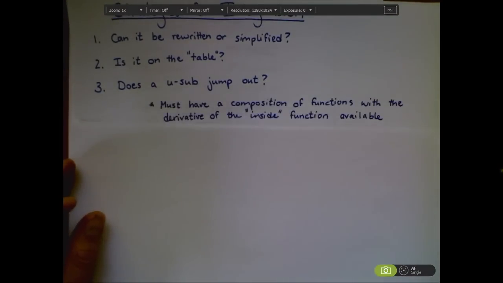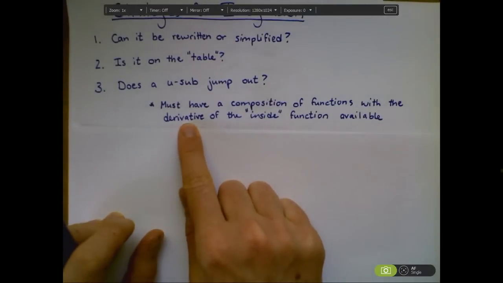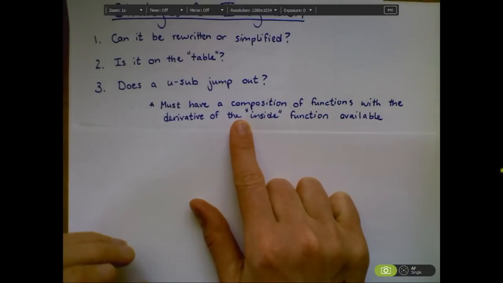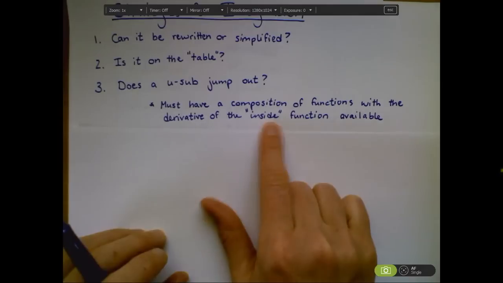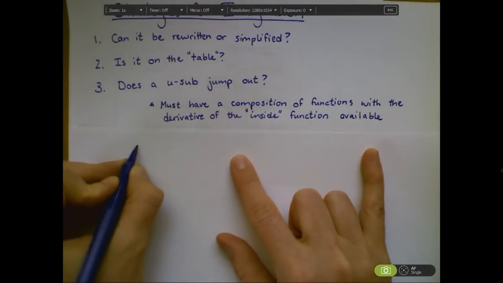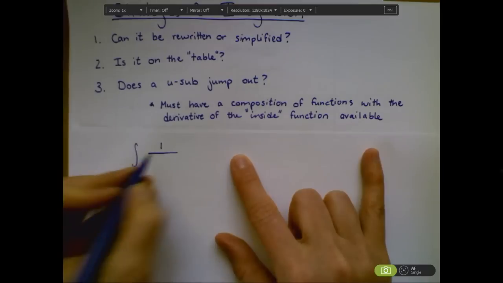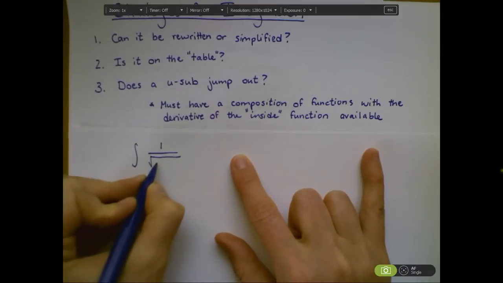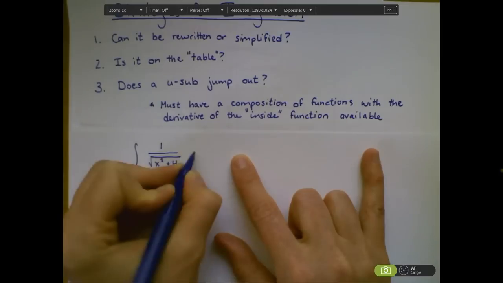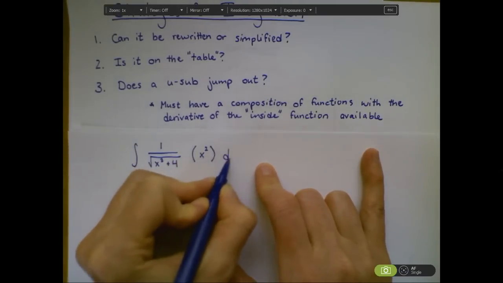does a u substitution jump out? That's one of our go-to techniques. In order to use a u substitution, you need to make sure that you have a composition of functions, so a function within a function, and the derivative of the inside function is somehow available. Meaning, a classic example of something like this would be like 1 over the square root of x to the third plus 4 all times x squared dx.